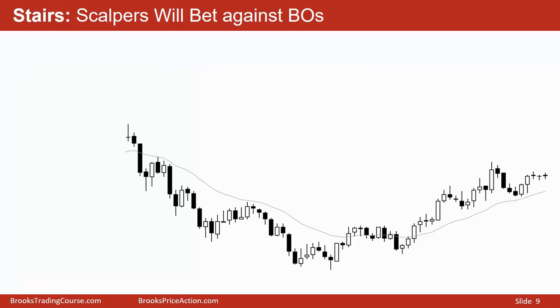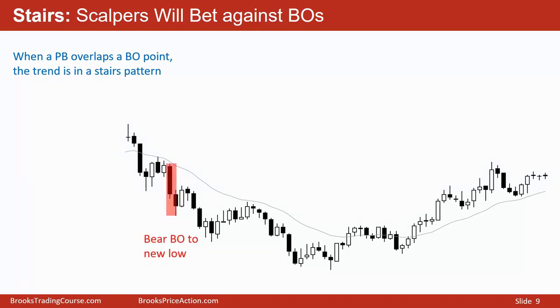Here we have a bear trend. We have a bull trend here, but let's look at this bear trend. A bear breakout, pullback, bear flag, another leg down, pullback, another leg down, pullback. But there's something about this that is important. It's a stairs pattern.